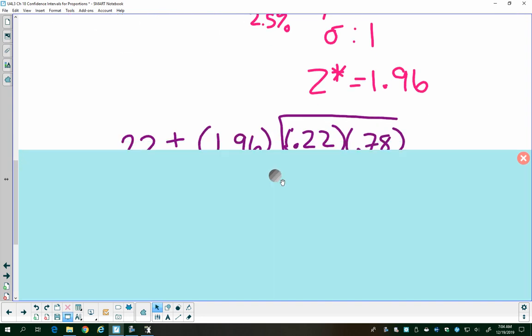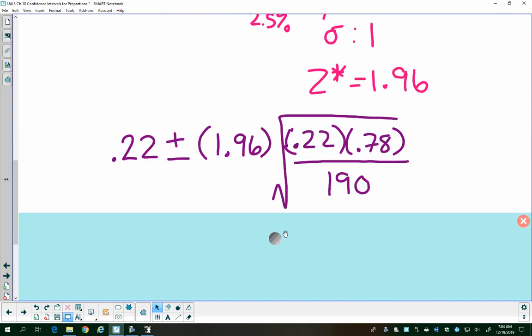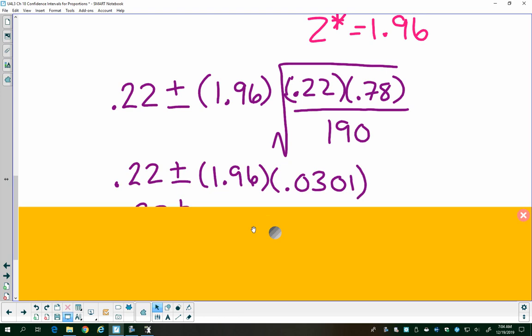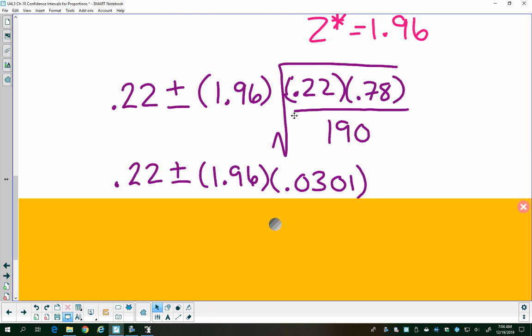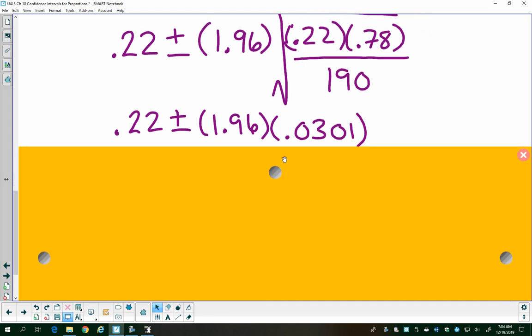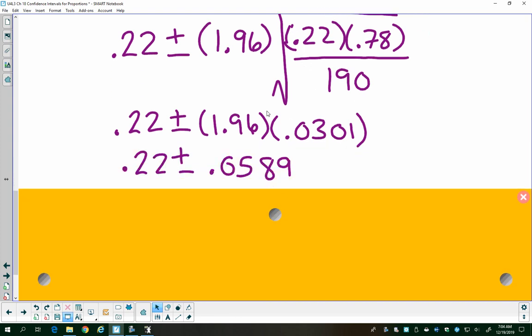So now I have all my numbers. I'm just going to plug them into the formula. I got my p hat, z star, p hat, q hat, and n. I'll simplify my standard error. That's everything underneath the square root. That piece is the standard error. Multiply that by my critical value. That 0.0589, that represents the margin of error.